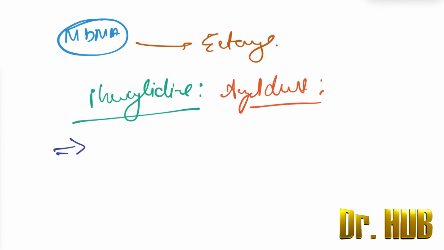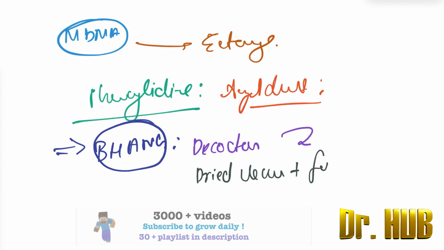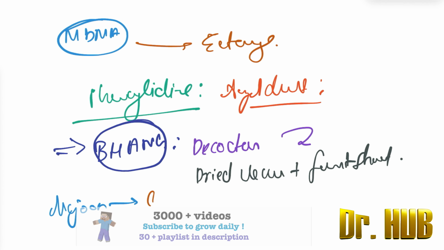That is, some forms of cannabis. When we look at bhang, what is bhang? Bhang is a decoction prepared from the dried leaves as well as the fruit shoot. Next, we look at majoon. Majoon is a sweet prepared from bhang.